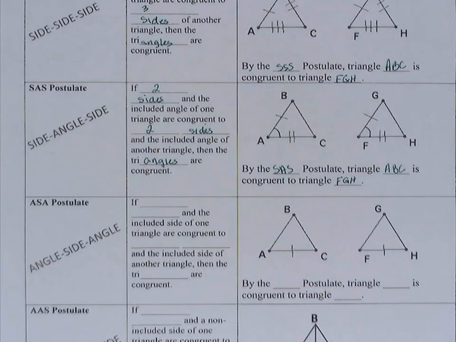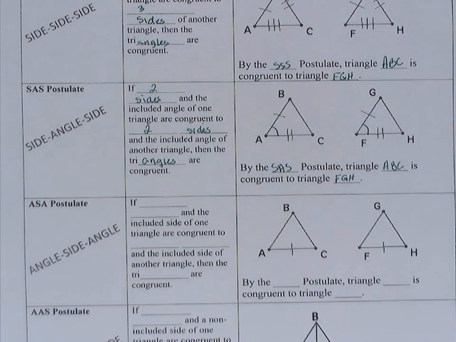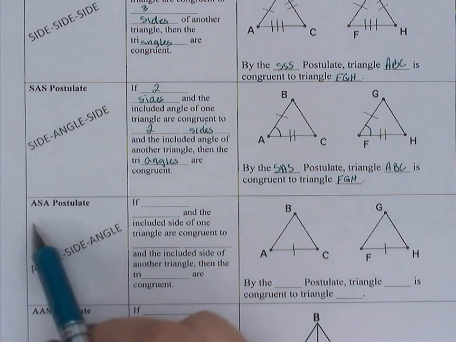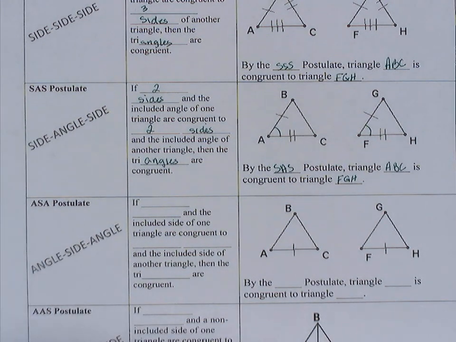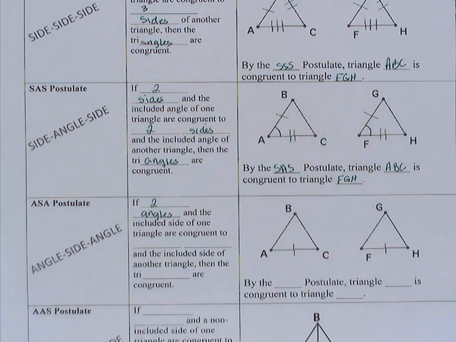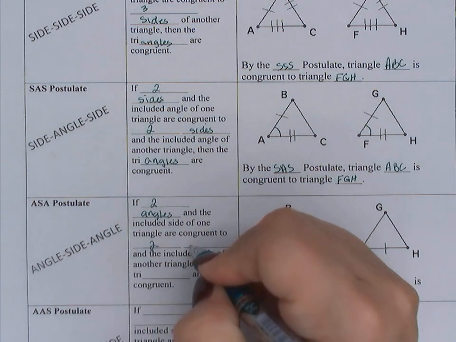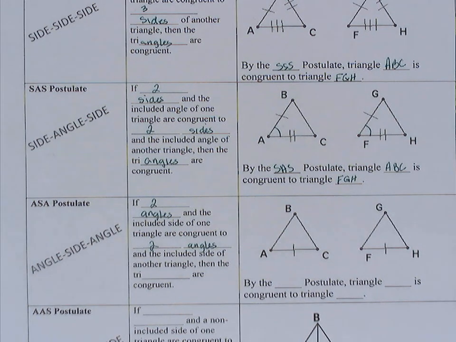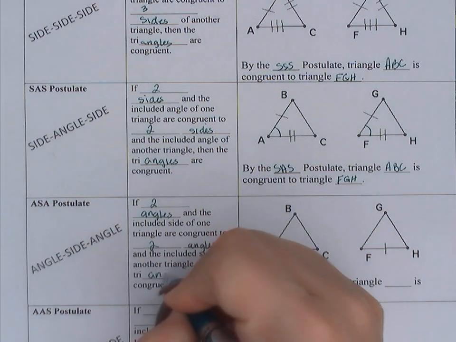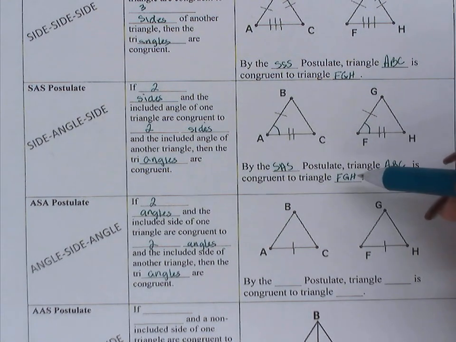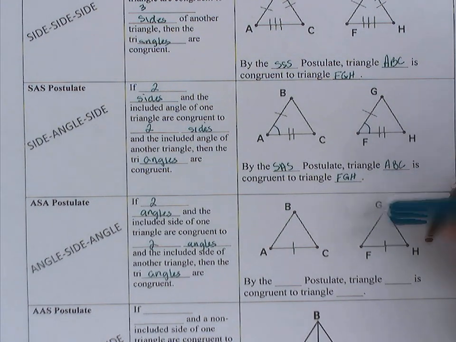Okay, the next postulate, which you only have to show 3 of the 6 congruencies, is angle, side, angle. So if 2 angles and the included side of one triangle are congruent to 2 angles and the included side of another triangle, then the triangles are congruent. Okay? So, 2 angles and the included side.